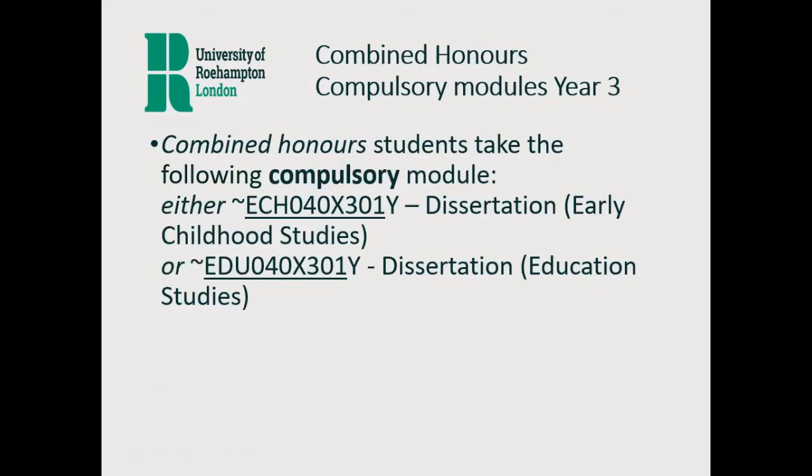If you're a combined honours student, then your compulsory module is either the Early Childhood Studies dissertation or the Education Studies dissertation. So have a look at the module information for both of those and think about whether you want to major, if you like, in Early Childhood Studies or in Education Studies. And think about which one where you want to develop your specialist interests, I guess.